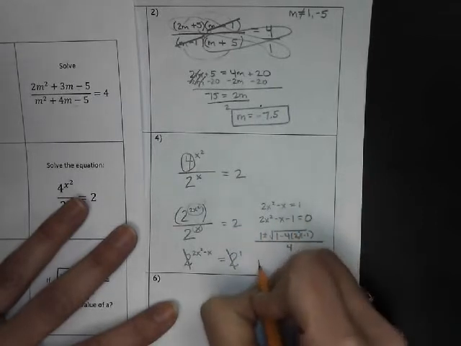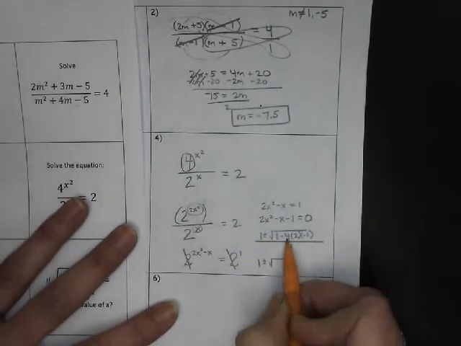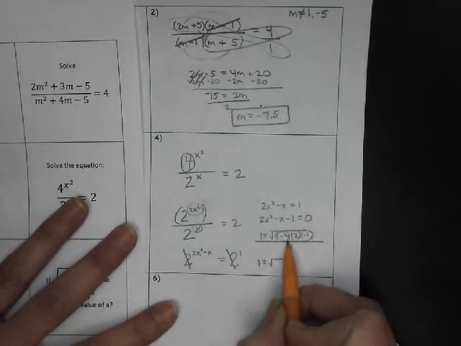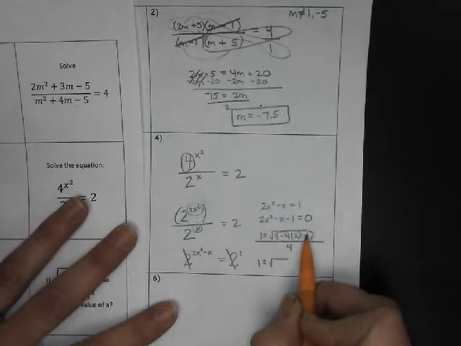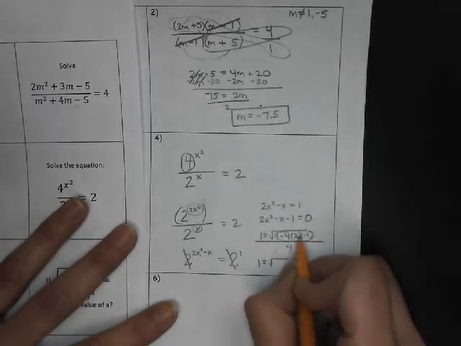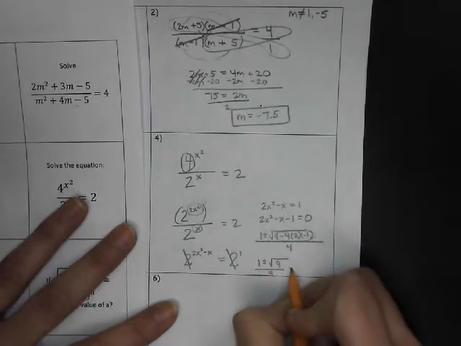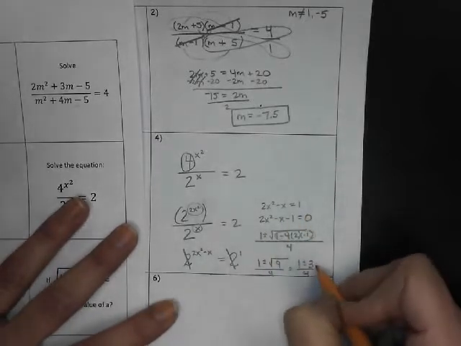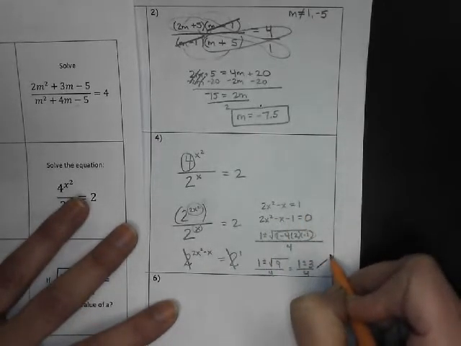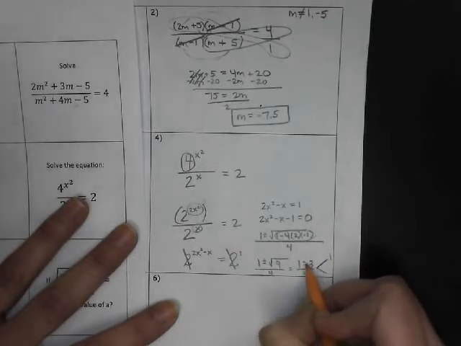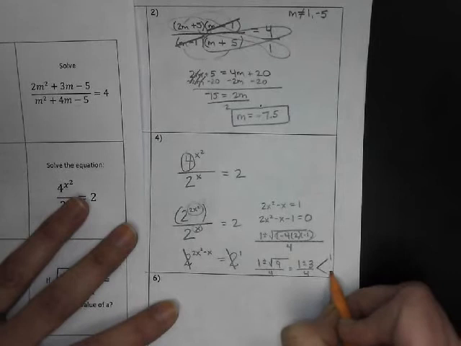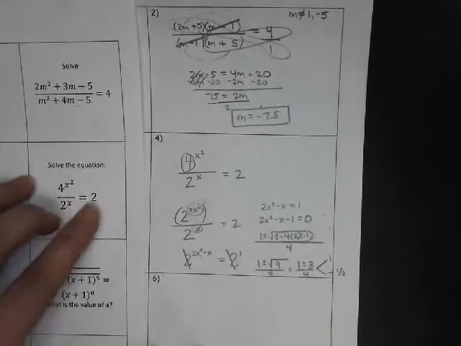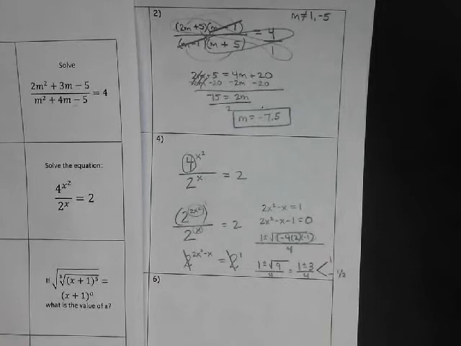2a is 4. So that'll be 1 plus or minus the square root of, if I type that discriminant, 4 times negative 4 times 2 is negative 8, times negative 1 is positive 8. So it'll be 1 plus 8, which is 9, which is 1 plus or minus 3 over 4, because the square root of 9 is 3. So 1 plus 3 is 4 over 4, which is 1, and 1 minus 3 will give us negative 2 over the 4, is negative 1/2. So we have 2 solutions there.